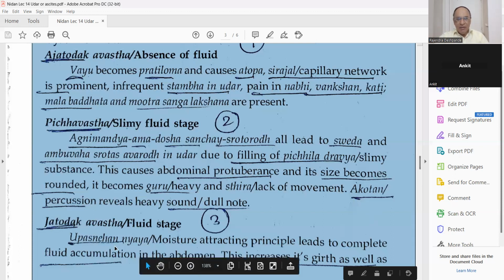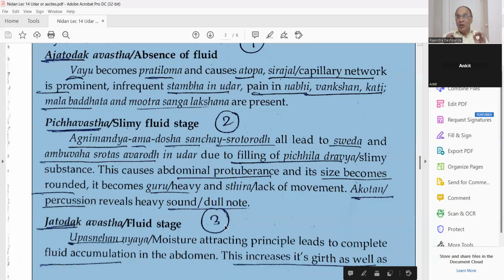Then percussion will show the dull note. Normally, if air is there, that is tympanic note. But this is dull note. Very important finding, when fluid is inside. Please write down dull note, percussion. Tum tum, tum tum.